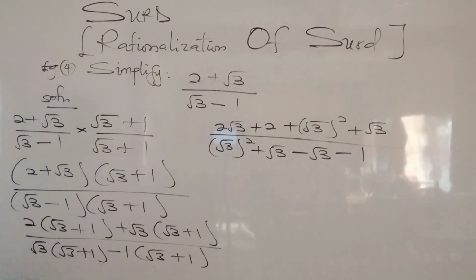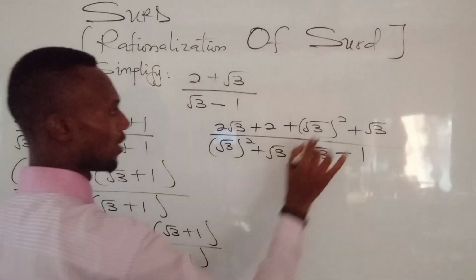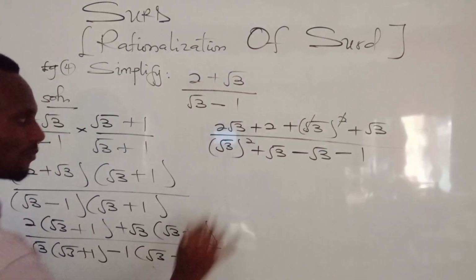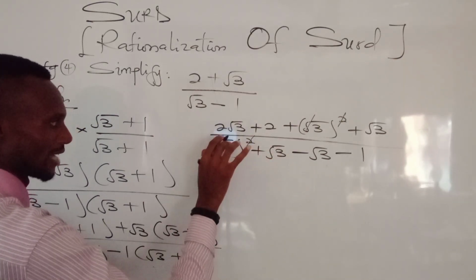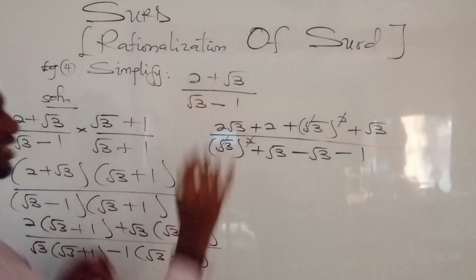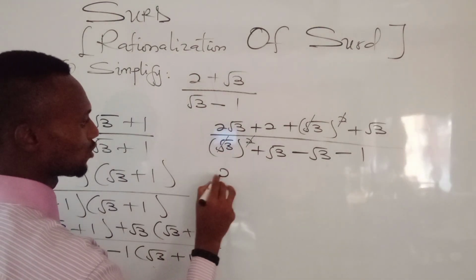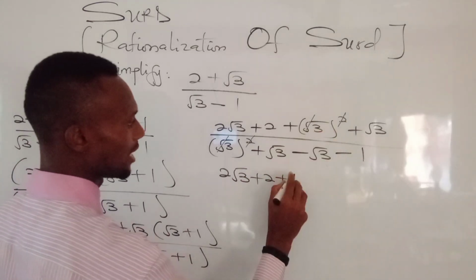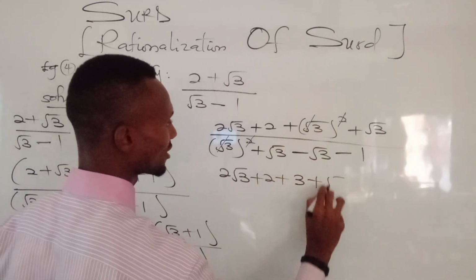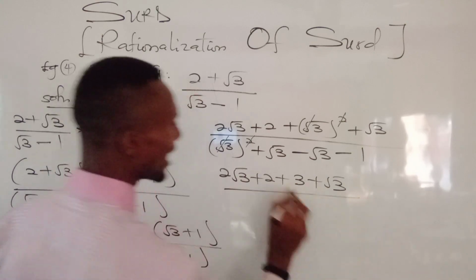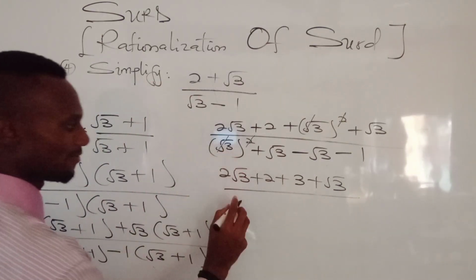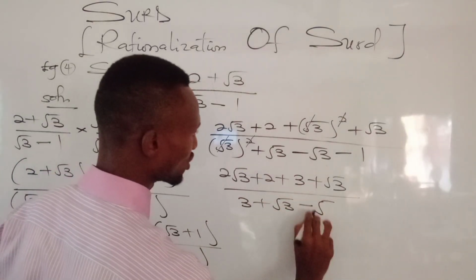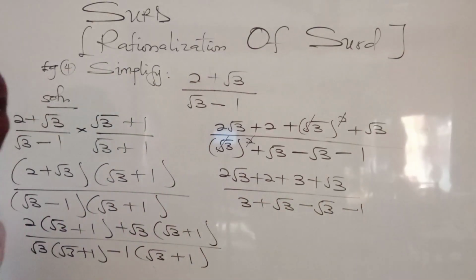Okay, so let's go ahead and simplify further. This power 2 will cancel the square root sign away, and the power 2 here will also cancel the square root sign away. So let's repeat what we have left. So I have 2 root 3 plus 2 plus what I have left here is 3, then plus root 3, all over. Then the denominator also, what I have left here is 3 plus root 3 minus root 3 minus 1. I hope you agree with me.